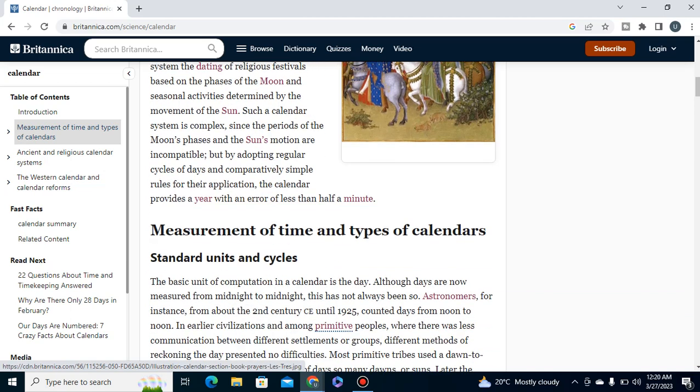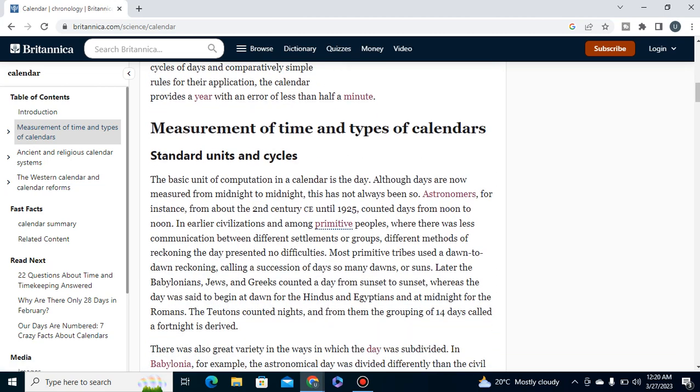Measurement of time and type of calendar: standard units and cycles. The basic unit of computation in a calendar is the day. Although days are now measured from midnight to midnight, this has not always been so. Astronomers, for instance, from about the second century CE until 1925, counted days from noon to noon.